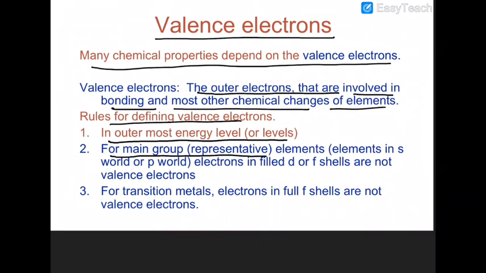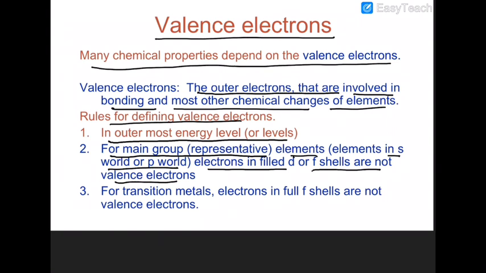representative s and p elements, electrons in filled d or f orbitals are not valence electrons. So in case of representative elements, d and f should not be taken as valence electrons. I am repeating once more: in case of s block and p block elements, the electrons present in d and f sublevels are not taken as valence electrons.